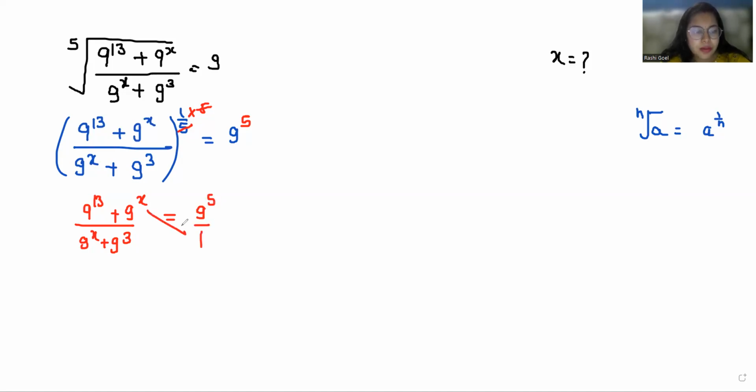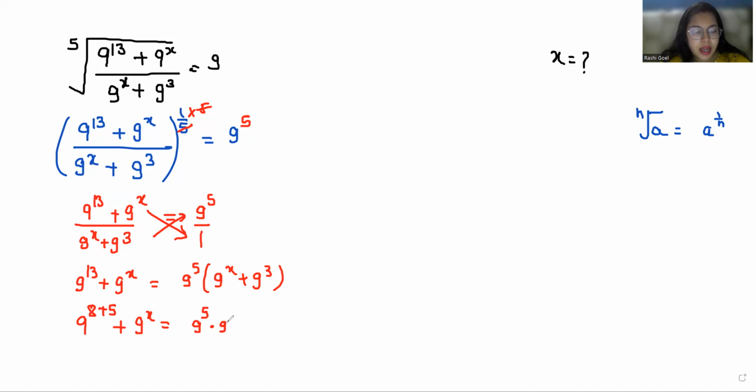Now I am doing cross multiplication. So 9^13 + 9^x times 1 is the same as 9^5 in bracket (9^x + 9^3). Now 13 I can break as 8 + 5, so 9^(8+5) + 9^x is equals to 9^5 times 9^x plus 9^5 times 9^3.